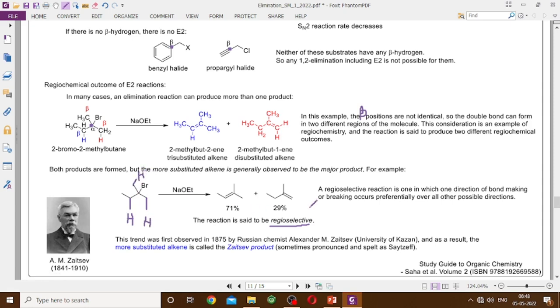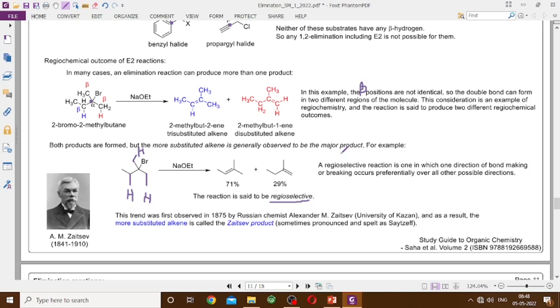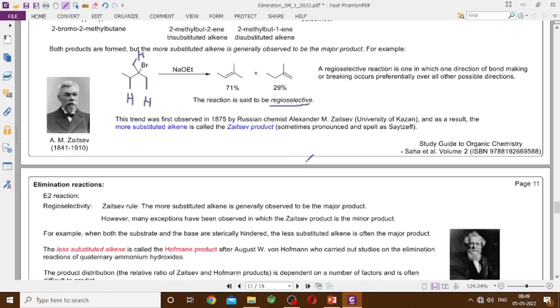So that's a regioselective reaction, and this trend was first observed by Russian organic chemist Alexander Zaitsev, whose name is also sometimes pronounced as Saytzeff. And this rule, যে more substituted alkene তৈরি হবে এবং সেটা মেজর প্রোডাক্ট হবে অর্গানোহ্যালাইড থেকে যখন আমরা ইথক্সাইড বা হাইড্রোক্সাইড দিয়ে এলিমিনেশন করব, সেটাকে বলা হয় Zaitsev বা Saytzeff.